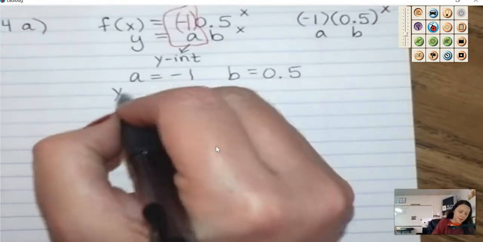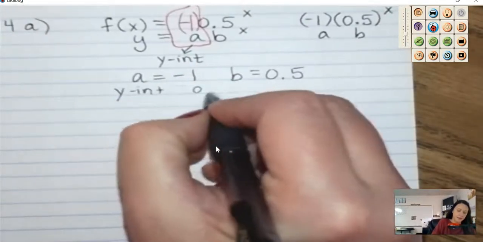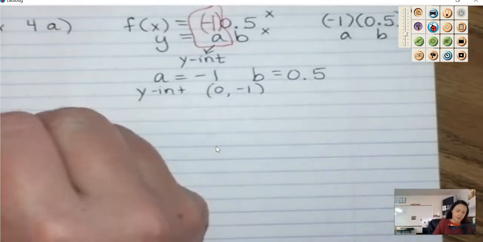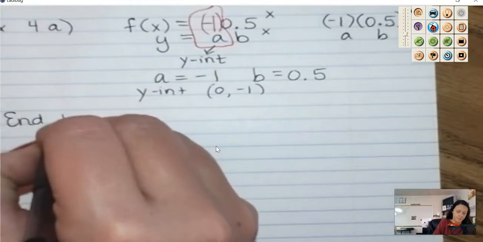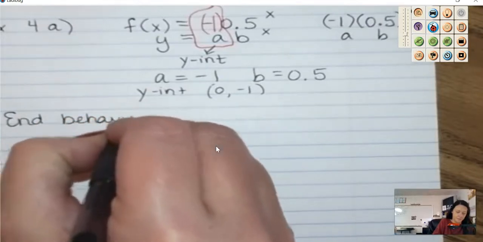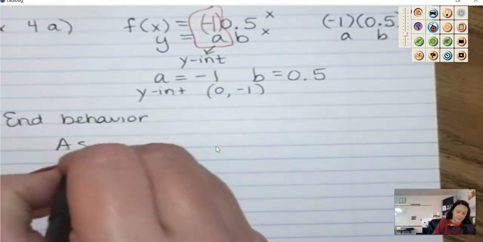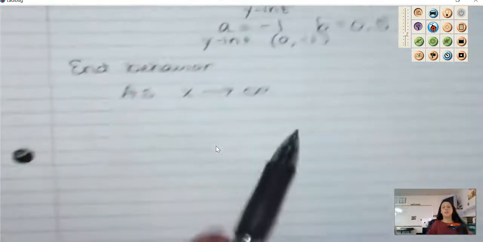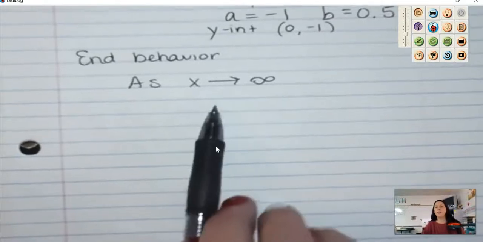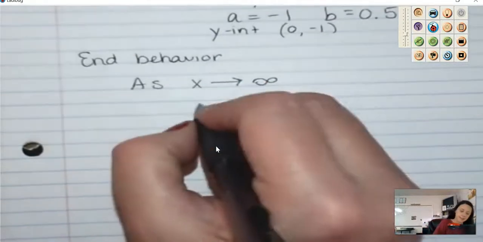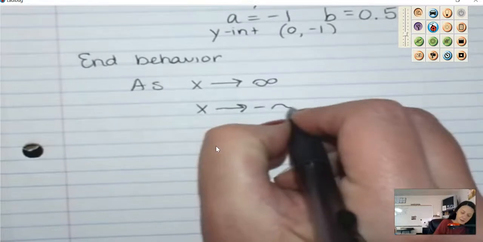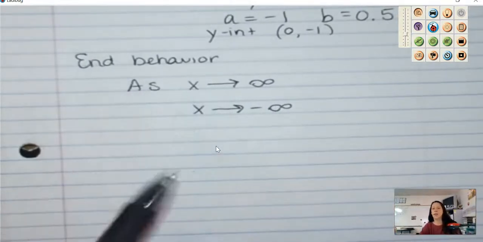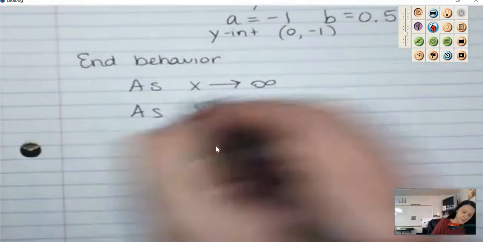Our y-intercept is (0, negative 1), and then end behavior. As x approaches infinity. Just so you know, I noticed on HMH, sometimes it puts this one first, and sometimes it does the negative infinity first. So just be careful. Sometimes they'll put the first line second or the second line first.